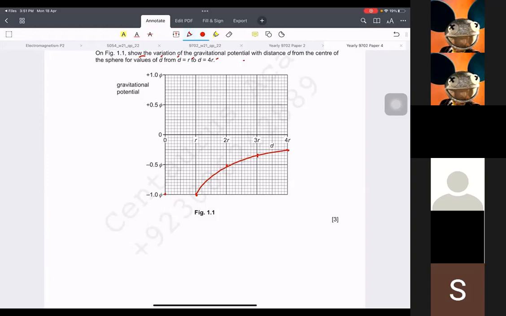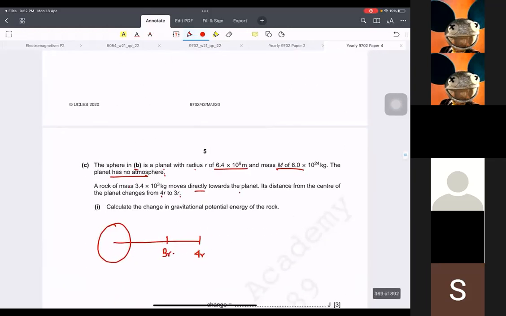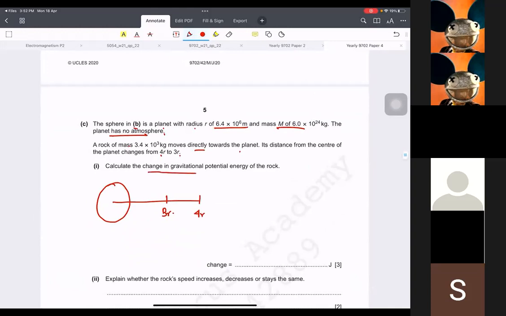Okay, anybody has a question now? Is the graph of potential energy also negative, or is it always positive? Negative. Potential energy is always negative. Change could be positive or negative. Now the question says the change in gravitational potential energy of the rock moving from 4r to 3r will be negative, I'm sure of it. It doesn't really matter.